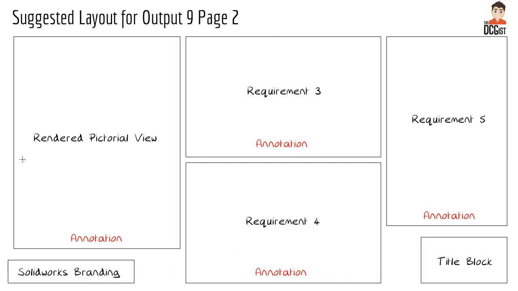Output 9 page 2 then, we'll have a render pictorial view. Give that a lot of space, because having a big view of your design is a really nice thing to have on this page, and make sure that you put in annotation in there as well. And then the other 3 requirements are split up the rest of the page. So we have requirement 3, requirement 4 and requirement 5, and again with your annotation explaining why you've put in the images that you have and how they relate back to your requirements that you created in Output 7. And again, your Solidworks branding down in the bottom corner and your title block.